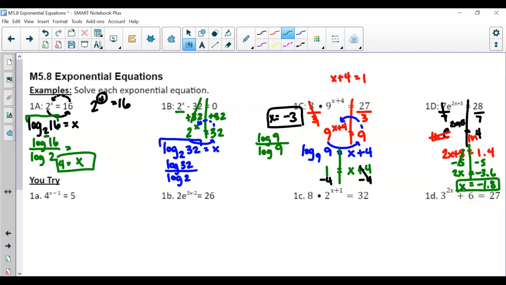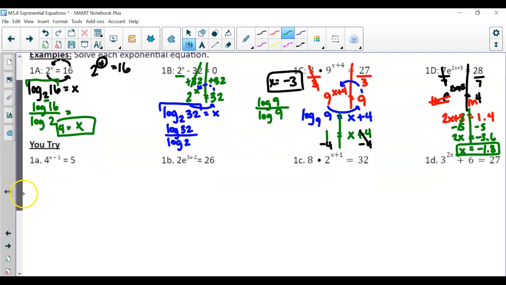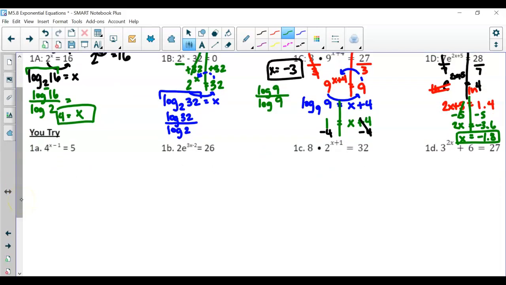So again, the focus is get the exponential by itself before you start solving and writing it as a log and solving for x here. So go ahead and pause the video and try the 4 U tries on your own. And here we go. So notice how here for the first U try, the exponential is by itself.